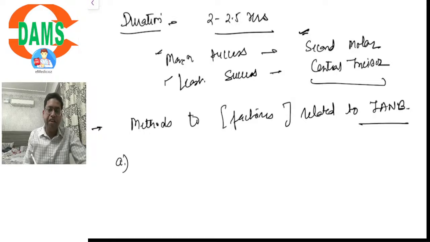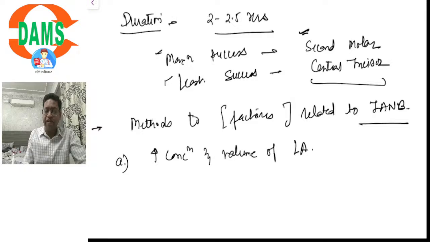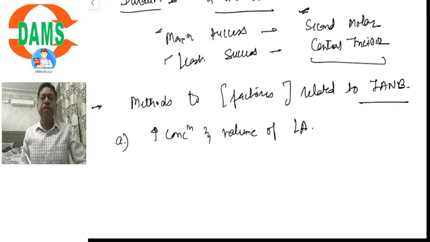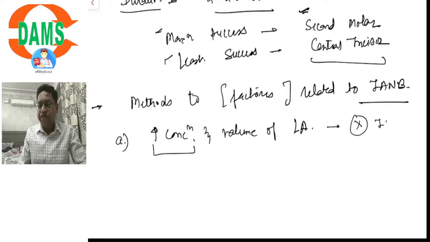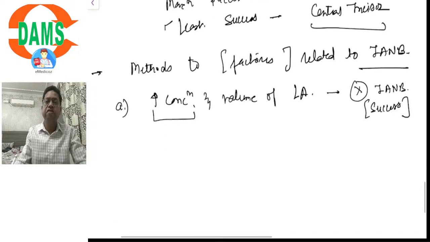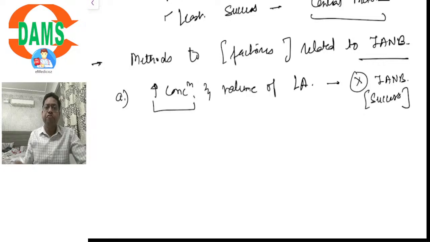So the first factor has been the increased concentration and volume of local anesthetic. There have been attempts to increase the concentration or the volume of local anesthetic, but these two factors have no effect on the success of inferior alveolar nerve block. I am talking about the factors that have been used over time, which may or may not affect the success. So increasing the concentration and volume of solution has got no effect on the success of inferior alveolar nerve block.